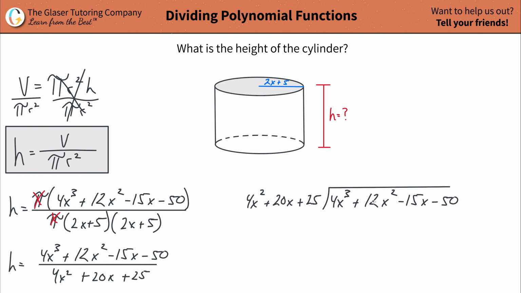We take the numerator and plug it into the inside of the long division symbol, and the denominator goes on the outside. This is known as the divisor, and this is the dividend. The idea is that you take the leading term of your divisor and divide it into the leading term of your dividend. In other words, you're going to do 4x cubed over 4x squared.